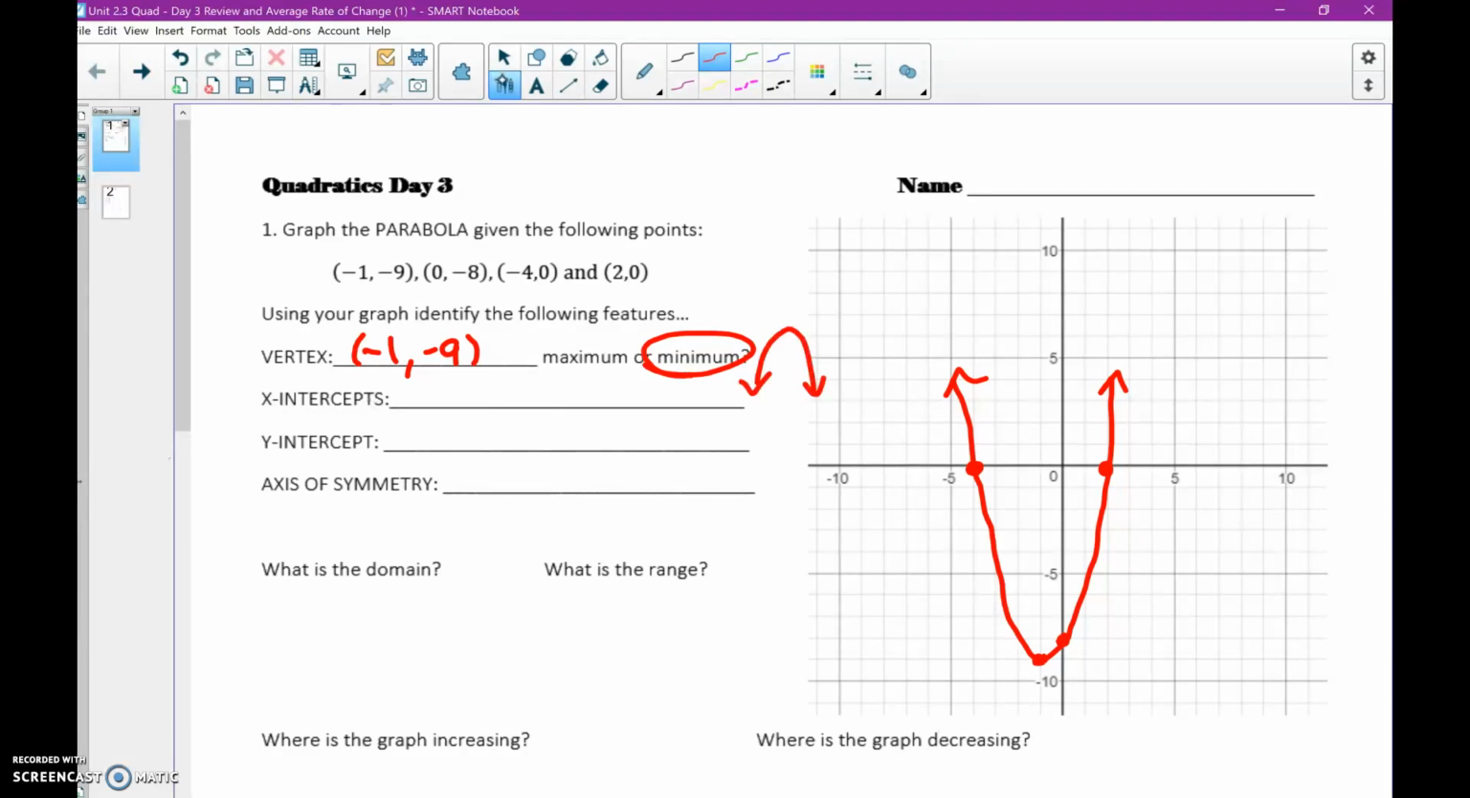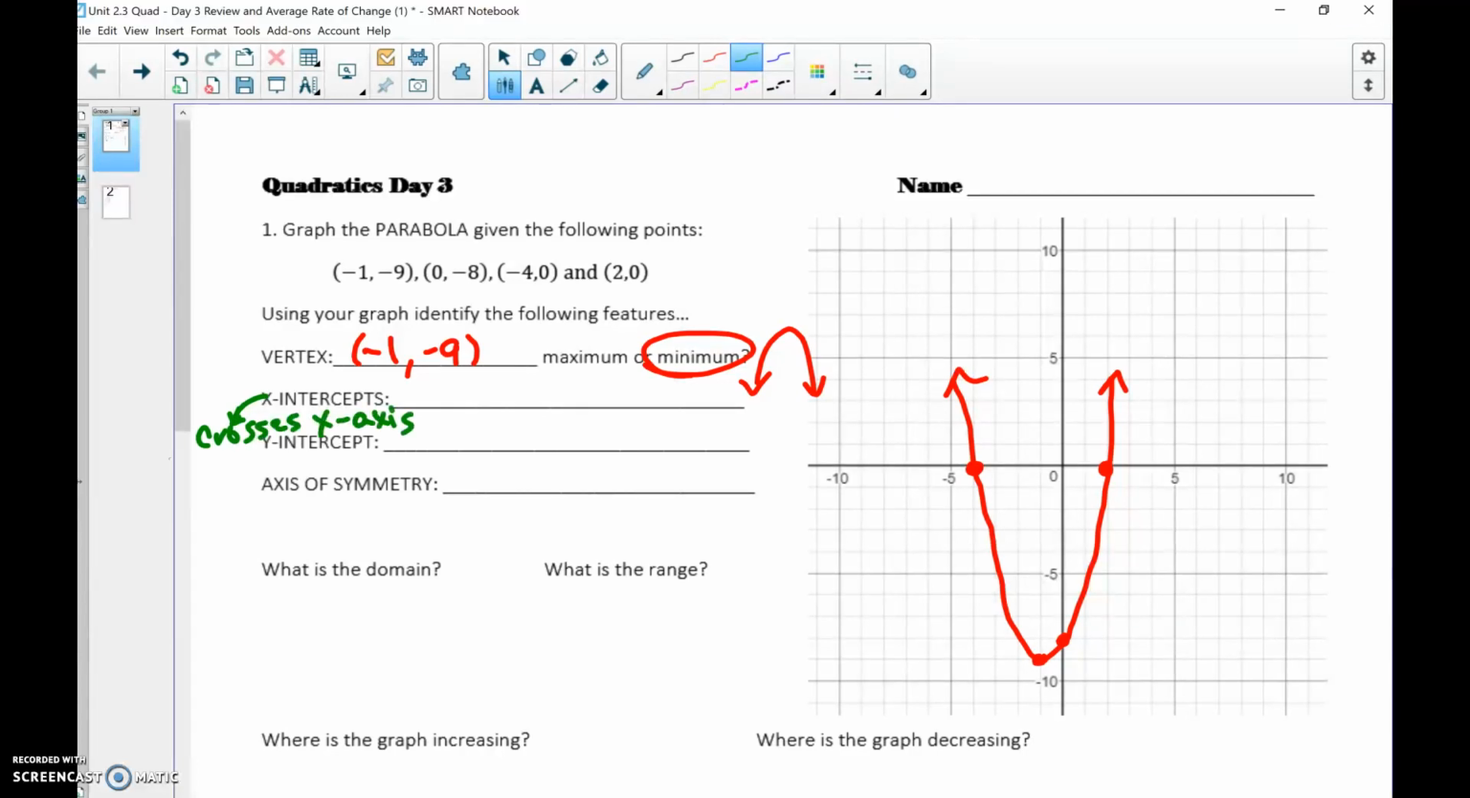X-intercepts. Intercept means to cross something. Like if you think of an interception in football, it's when two things cross paths, or a football crosses another player's path. So here, x-intercept is where the graph crosses the x-axis. And then obviously y-intercept would be where it crosses the y-axis.